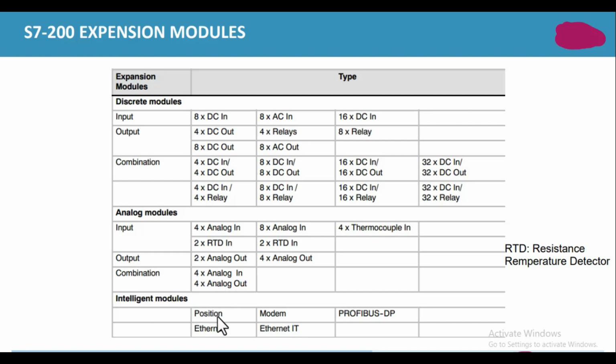Intelligent modules. These modules are used for position control. They are used to control modem operations, Profibus DP, Ethernet and Ethernet IT. These modules are used to control different functions like these.